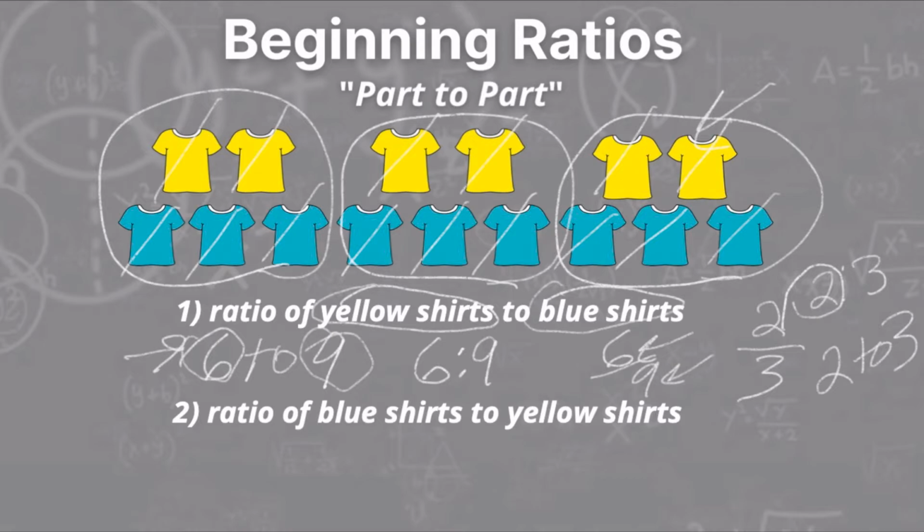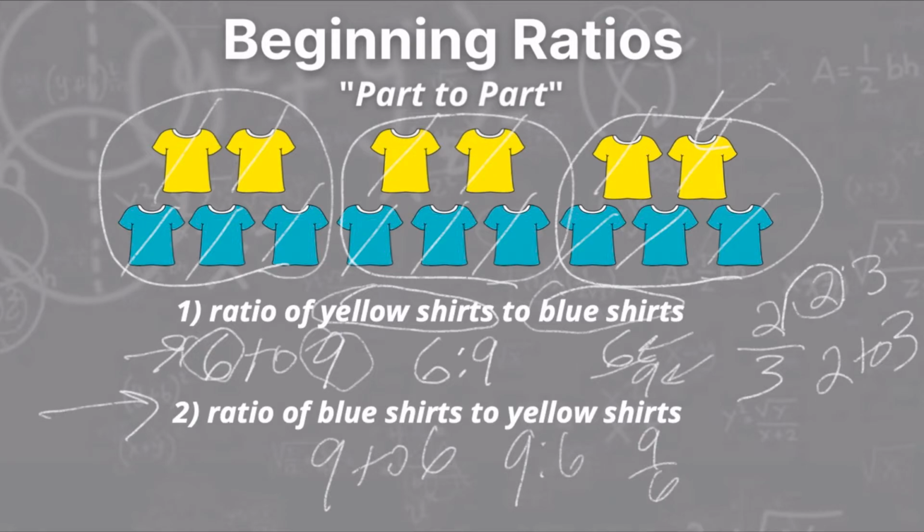Now, if we reversed it, we've still got the same shirts. And if we did the ratio of blue shirts to yellow shirts, we can see that we have the original number of blue shirts, which is 9, to the original number of yellow shirts, which is 6. We can write that as 9 to 6, 9 colon 6, or 9 over 6.